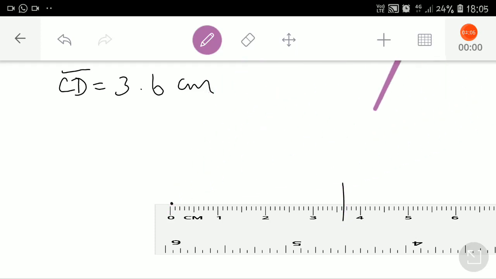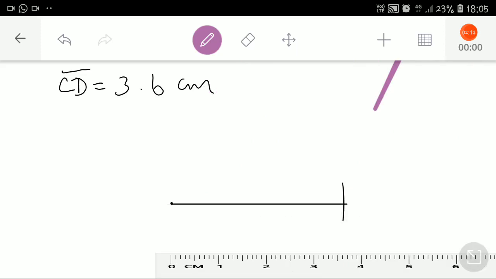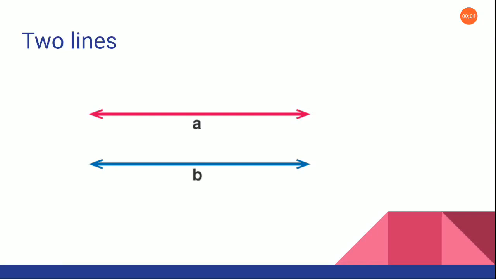Clear, children? And after that, using your scale, you are going to draw a line and then name it as C and D. And this entire line segment is 3.6 centimeter. So this is how you will draw a line segment. Is it clear?